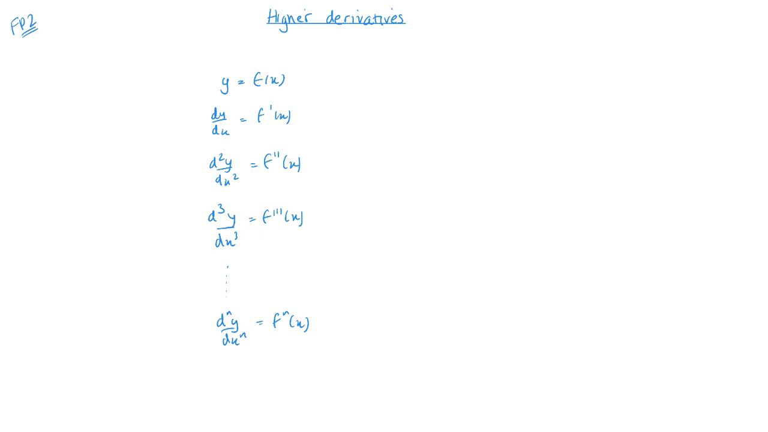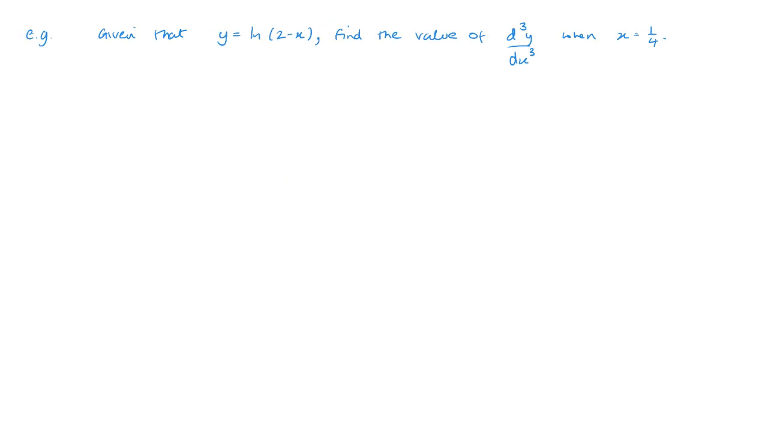Okay, so that is what we're going to do in a nutshell, a short video. And afterwards, in the next video, we'll start looking at the Maclaurin series. So we're going to look at just a couple of examples. Here is the first one. Find the value of d3y by dx cubed when x equals 1/4. So I've got y equals ln(2 minus x).